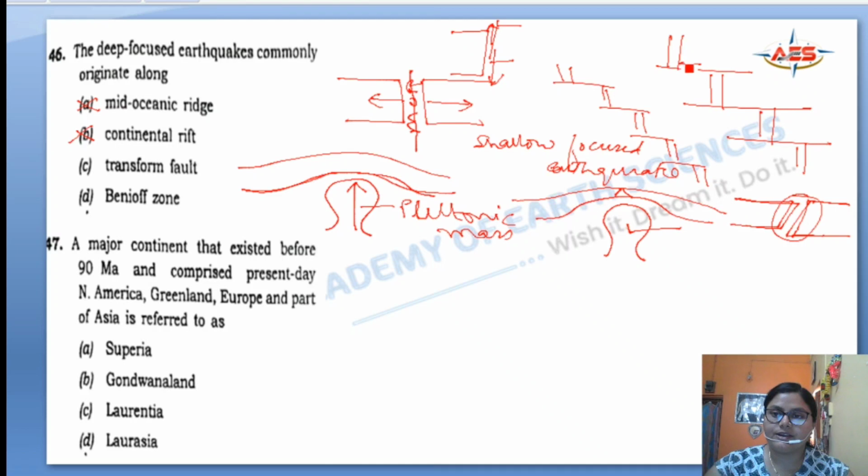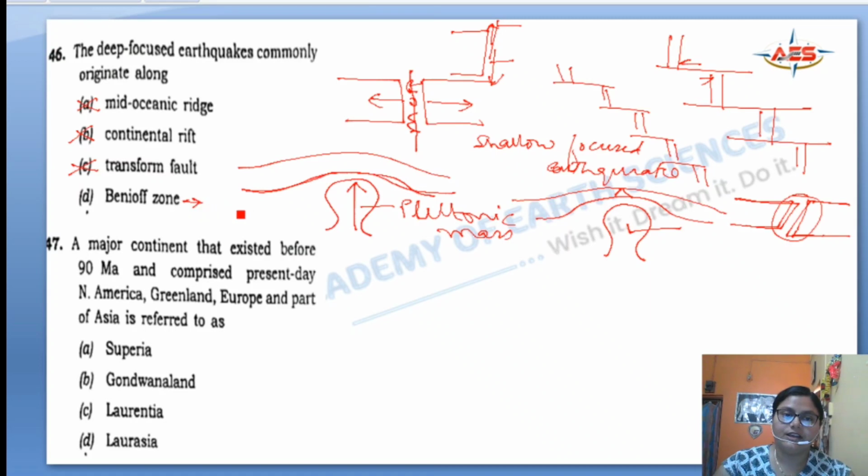Like here you can see the offset. Now here the transform fault, as we have seen in the case of the mid-ocean ridge, the transform faults are present and they are associated with shallow focused earthquake. So transform fault answer नहीं होगा. Benioff zone क्या होता है?